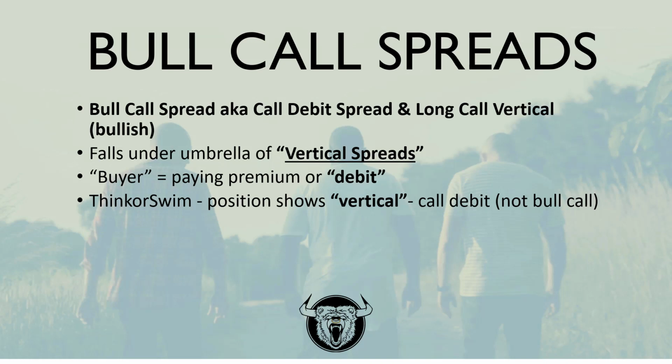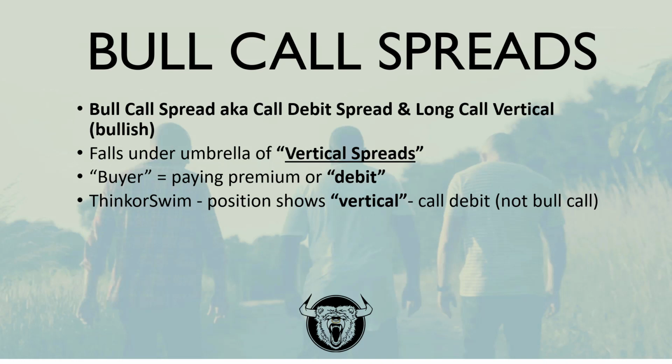Now, a bull call spread is a bullish strategy, and it falls under the overall umbrella of vertical spreads. I'm going to show you in a second here, when you place the trade in Thinkorswim, it shows as a call debit spread, not a bull call. A bull call is more of your bias, or what you see it as on the chart, so it's more of the concept. But when you place the order, it shows in the system as a call debit spread, and it falls again under the umbrella of vertical spreads.